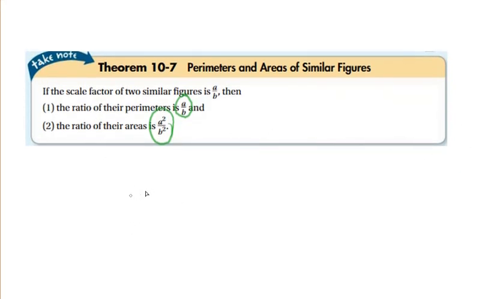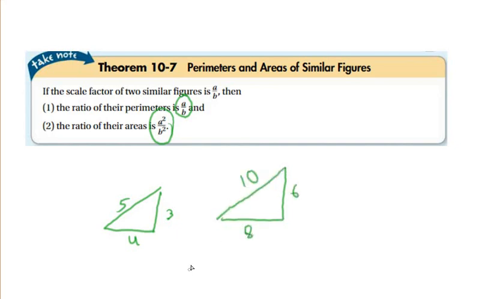Like if you have two triangles, 3, 4, 5, and this is another triangle with sides 6, 8, and 10. The ratio of the corresponding sides is 2 to 1. This is A over B. Then the ratio of their perimeters will also be 2 to 1. This is the ratio of P2 over P1, perimeter of triangle 2 over perimeter of triangle 1.